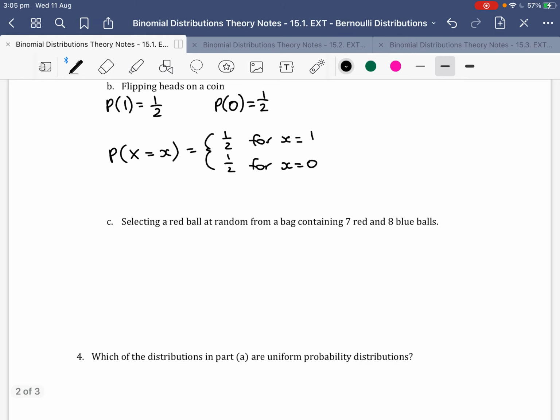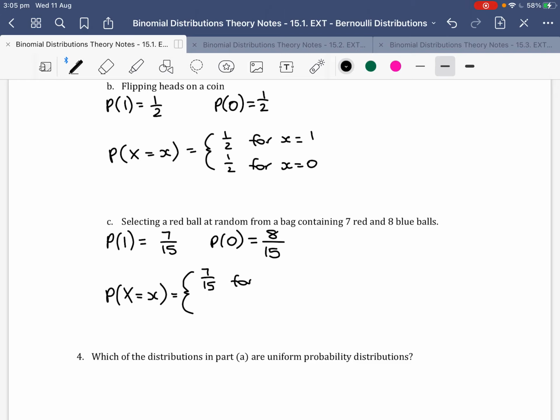Then we want to write a Bernoulli distribution for selecting a red ball at random from a bag containing 7 red and 8 blue balls. So the probability of success, selecting a red ball, is 7 out of 15, and the probability of failure, not selecting a red ball, is 8 out of 15. So the probability of X equals x is the piecewise function of 7 out of 15 for x equals 1 and 8 out of 15 for x equals 0.